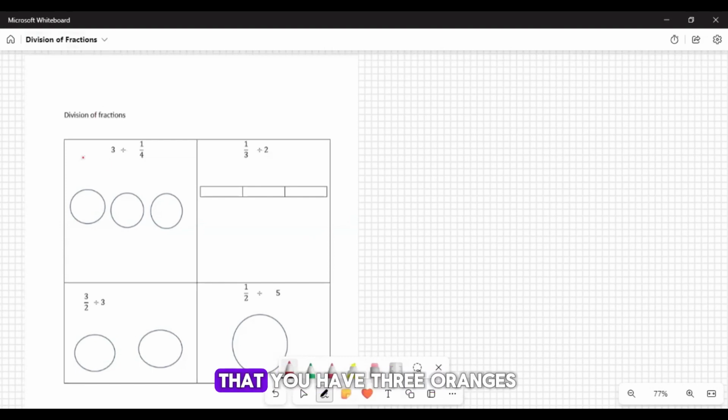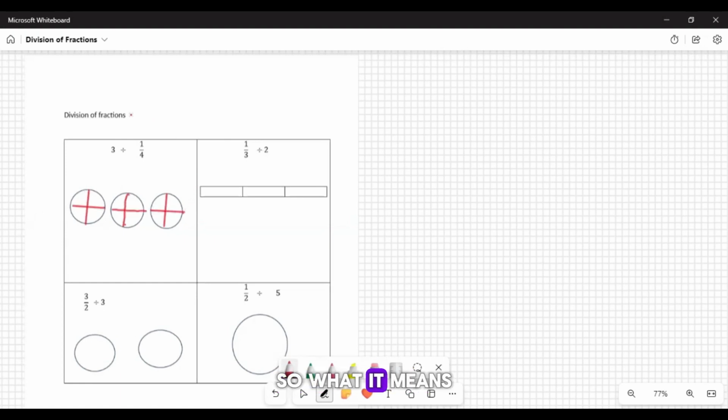What it means is that you have 3 oranges and you divide each of the oranges by 1/4. So let's divide the orange by 4. So what it means is, how many 1/4 do you have in 3 oranges? That is 1/4, 2, 3, 4, 5, 6, 7, 8, 9, 10, 11, 12. So the answer is 12.